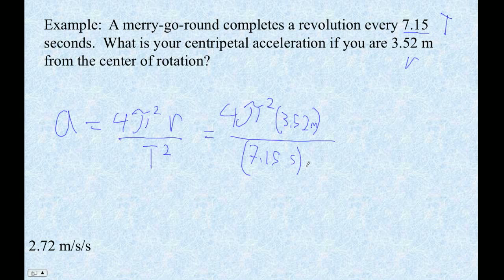Okay, so I'm going 4 times pi squared, times 3.52, divided by 7.15 squared. So don't forget to square pi, don't forget to square T, don't square r, and you get 2.718 meters per second squared, right? Which we'd have to round. Okay, so there it is, just another formula. Hope you're having a good day.